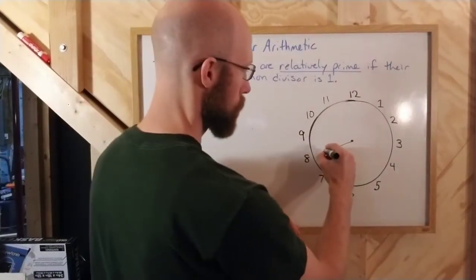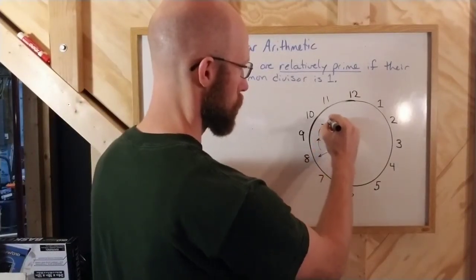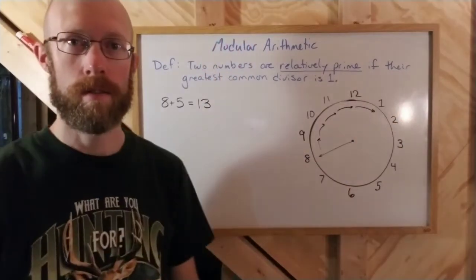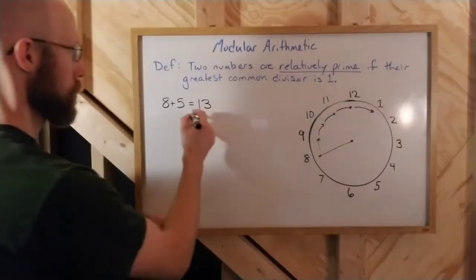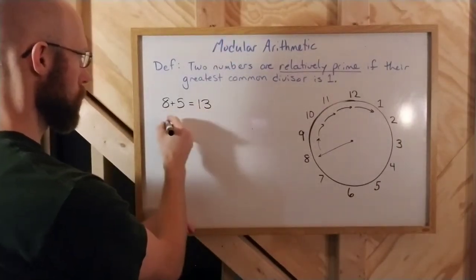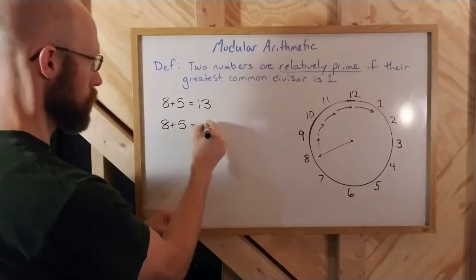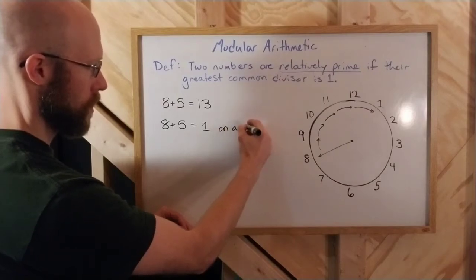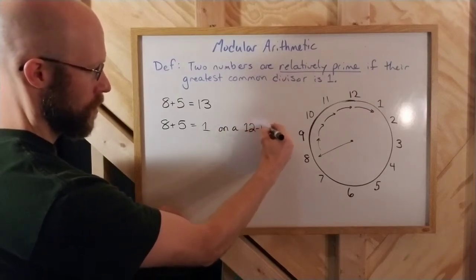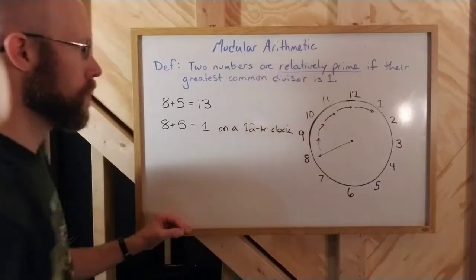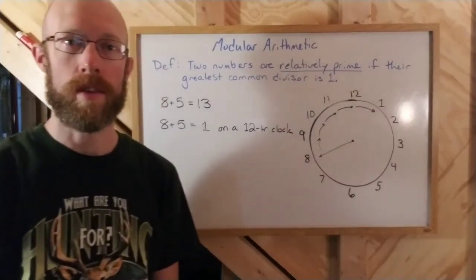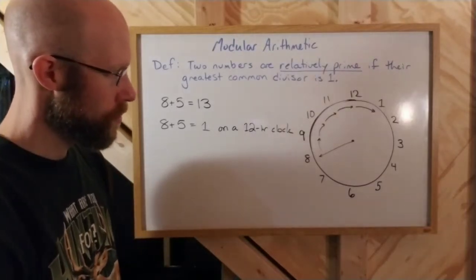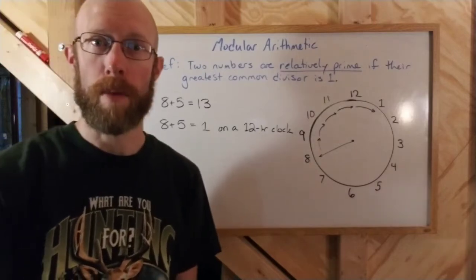If you added 5 hours, 1, 2, 3, 4, 5, you don't get to 13. You get to 1. So it's actually not equal to 13. 8 plus 5 is equal to 1 on a 12-hour clock. Now that seems kind of weird. In fact, you don't get anything outside of 12 or past 12.